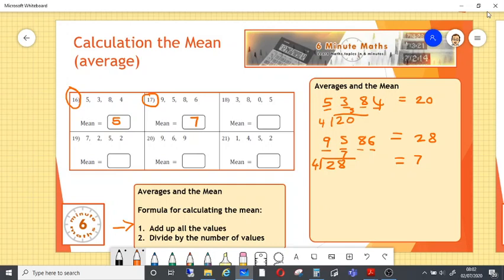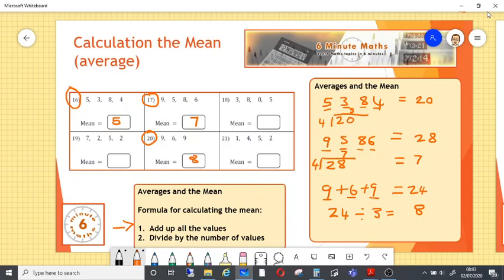Let's have a look at number 20 on this example. So we've got 9 plus 6 plus 9, we're adding the values. 9 and 9 is 18, plus a 6 equals 24. 24 divided by the values, 1, 2, 3 values, gives us a mean score of 8. Okay, so the answer to that's 8.